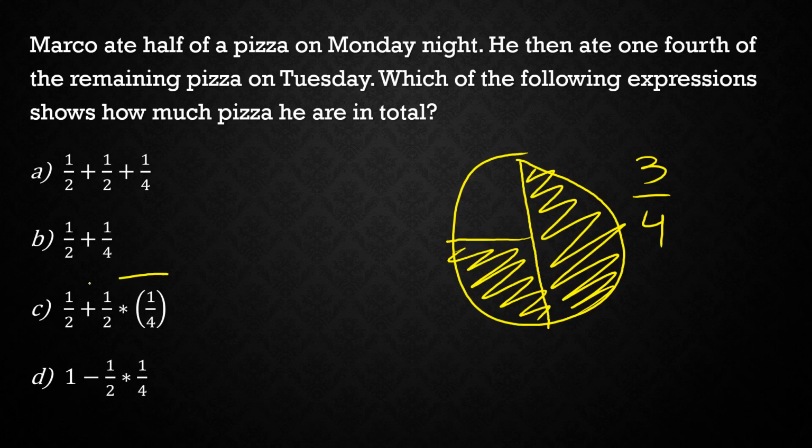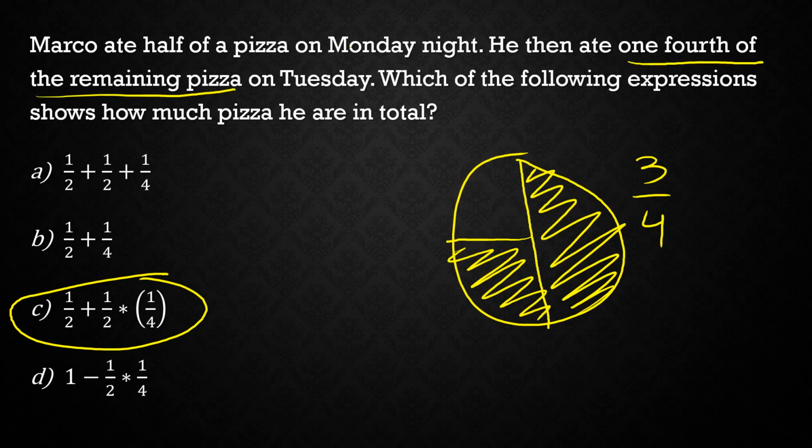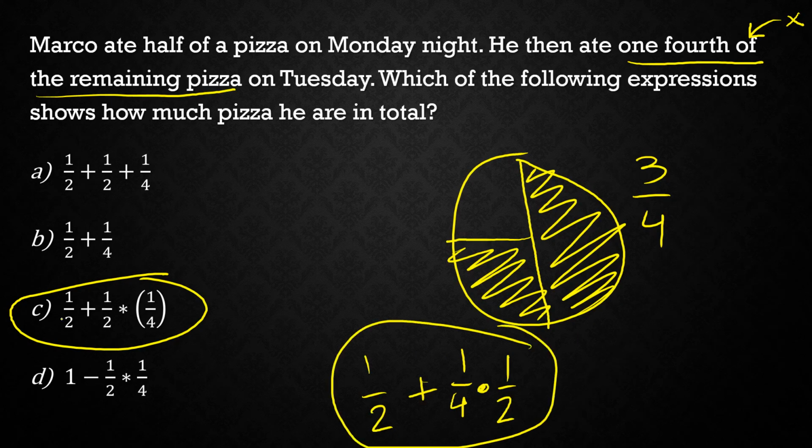So with this problem here, we want to pick this equation, and the reason why is because it says that he ate 1/4 of the remaining pizza. In math, of is a key word to multiply. So if he ate 1/4 of the half that was left, he already ate 1/2 of it. So this is the expression that we would want to pick here. The one with this addition and the parentheses around the 1/4.